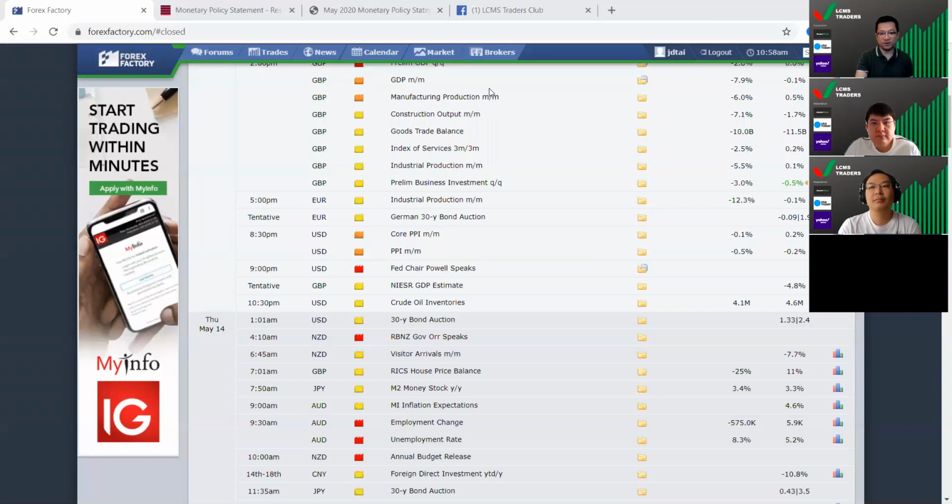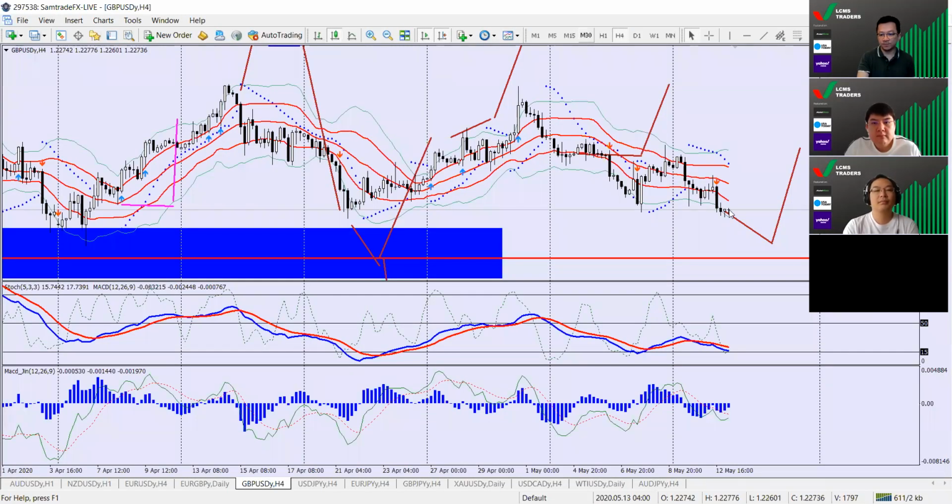So that would fit quite nicely to the analysis here, where the GDP number could bring it down towards 1.2130. If there's any Brexit news about an extension or US dollar retail sales number on Friday, we're likely to see it push back up again from there. So I'm looking at this support level as quite a key trigger.